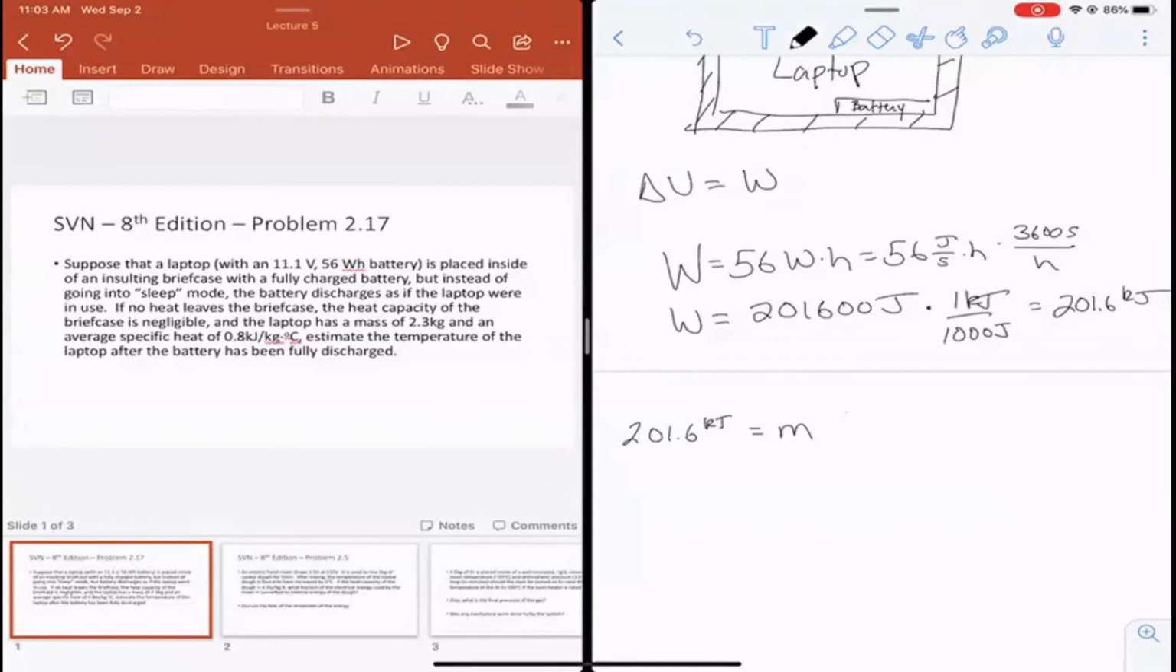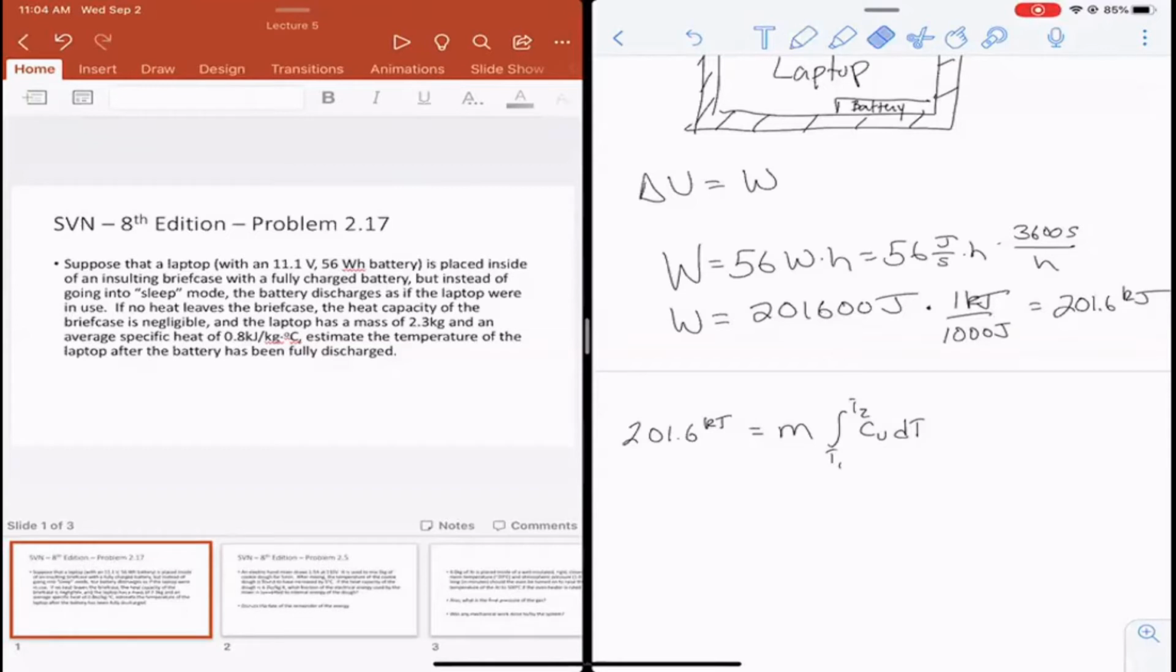It's just m times the integral from T1 to T2 of CV dT, where the units for the heat capacity are given in mass.